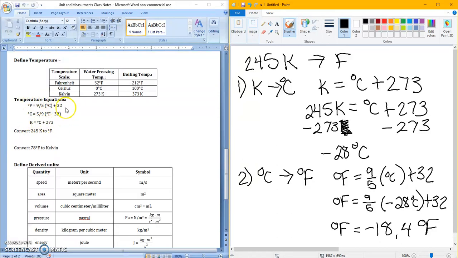For homework, I'd like you to try this problem right here, and we will finish the rest of the notes next time.